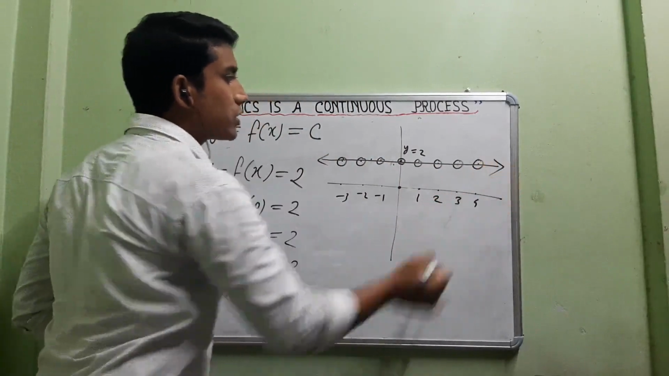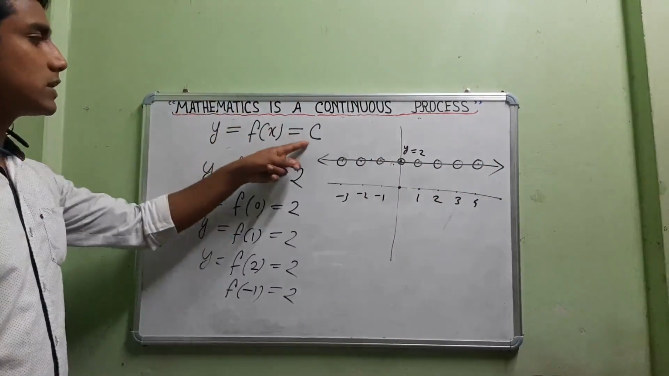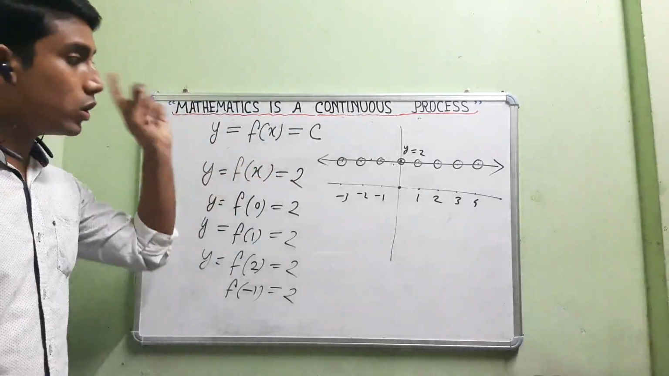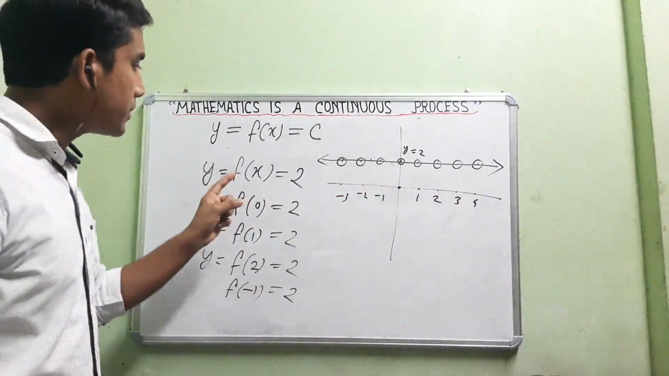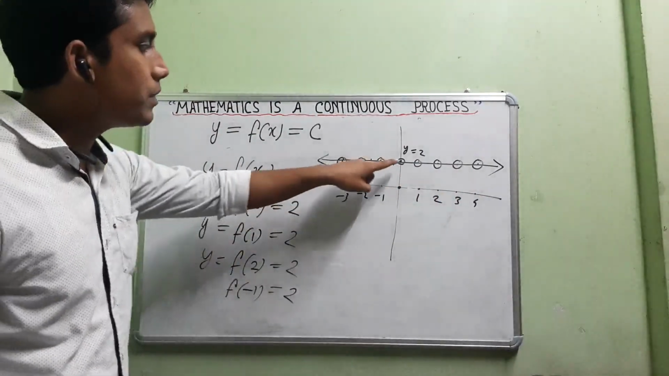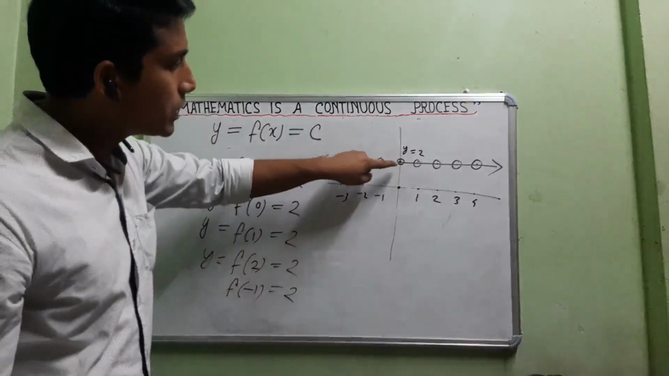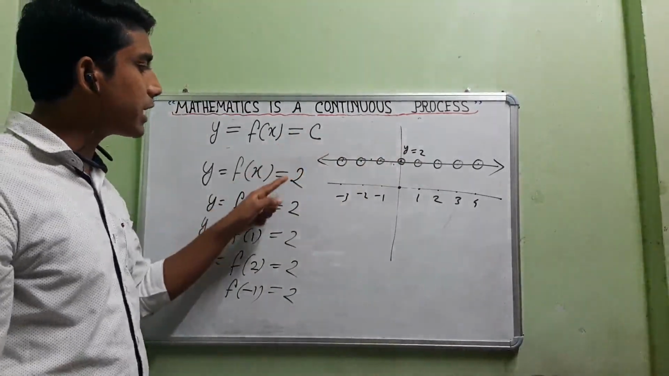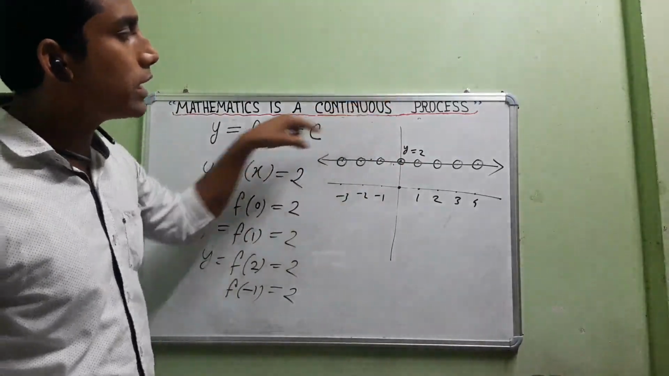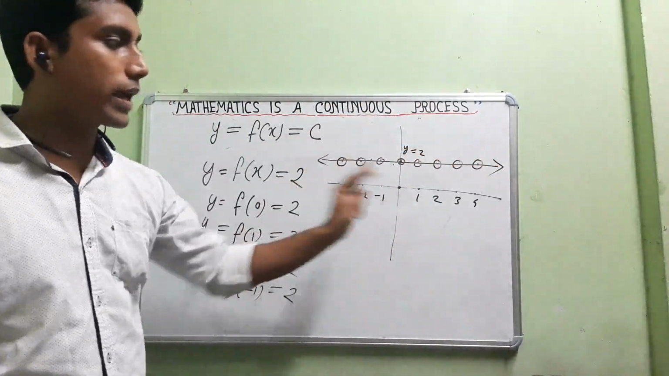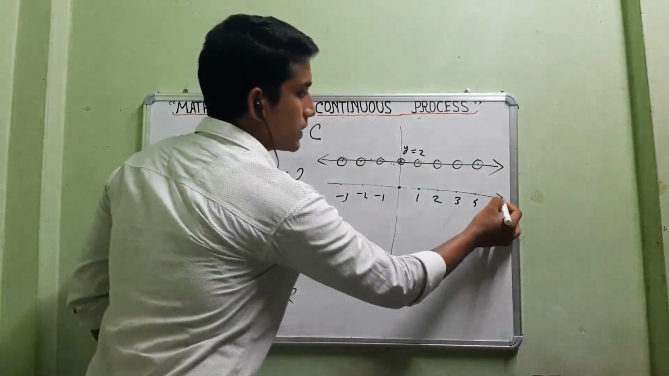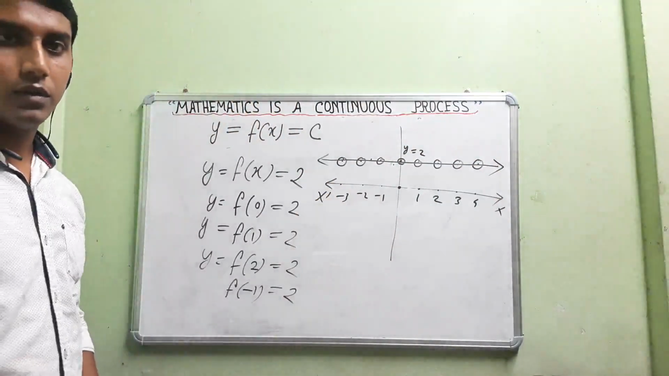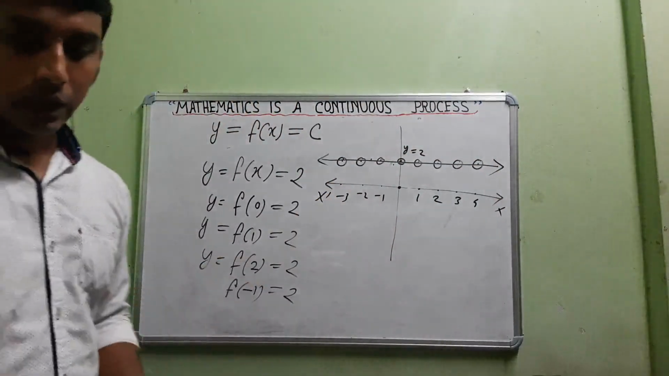So the constant function graph, y equal to c, or f(x) equal to any constant, will always look like this. Suppose I am taking f(x) equal to 3, at that time the line will be similar only, but it would be at distance 3, at y equal to 3. Suppose in place of c, I have taken 10. So at y equal to 10, there will be a similar kind of line parallel to the x-axis. So this is the graph of the constant function. Very easy. Next one.